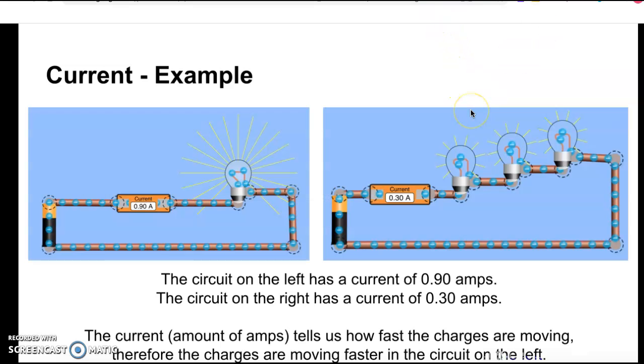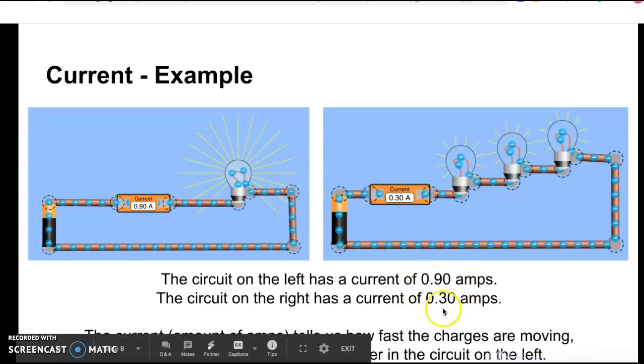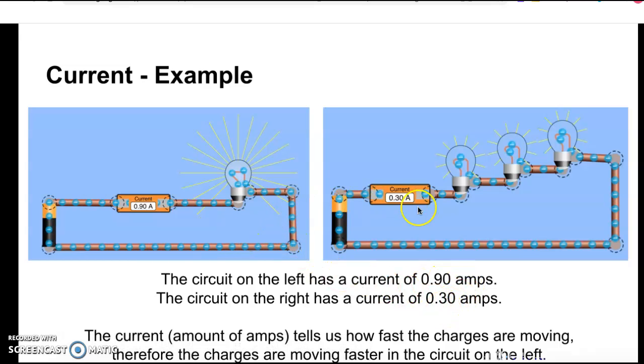So I have a couple of pictures here. I'll build these in the virtual construction kit so that you can see it for yourself. But in one circuit on the left, the current says 0.9 amps. The circuit on the right, I've got 3 light bulbs, so the current says 0.3 amps. So the current's a lot faster in the first circuit and a lot slower in the second circuit. And that's slower because it's got 3 light bulbs to push through. Okay, so the light bulbs are going to make it slower.